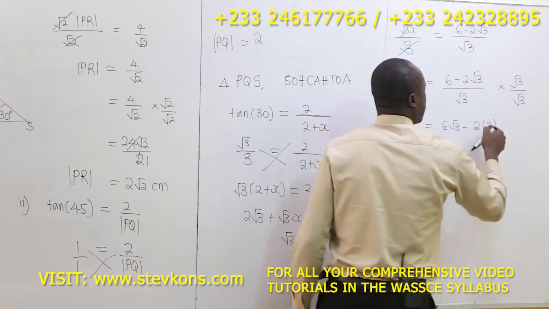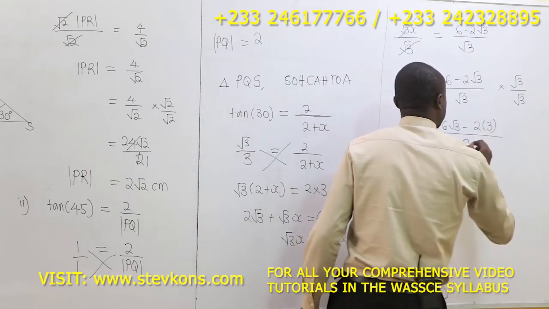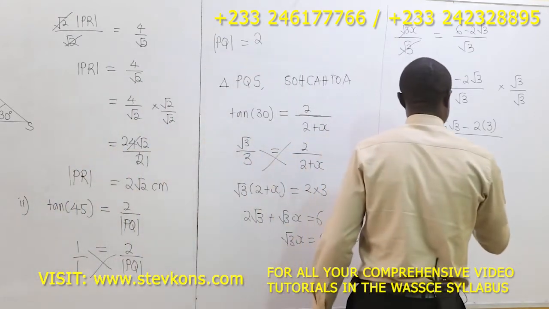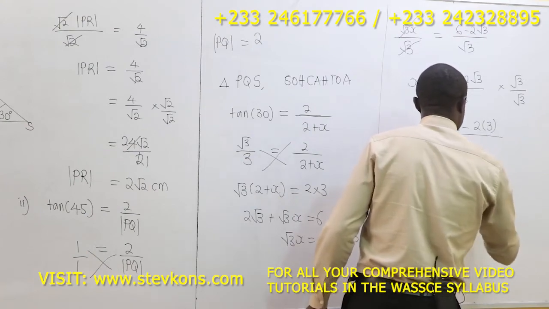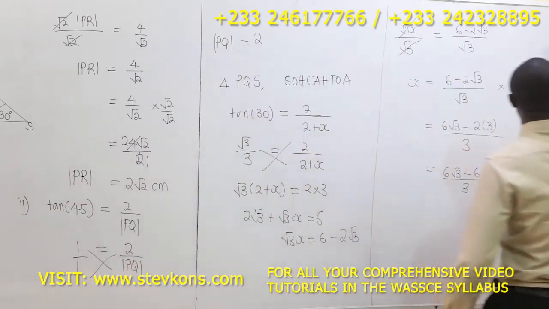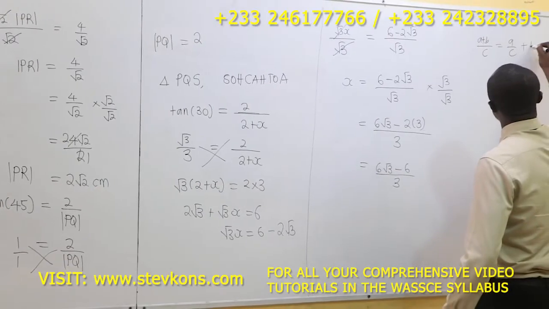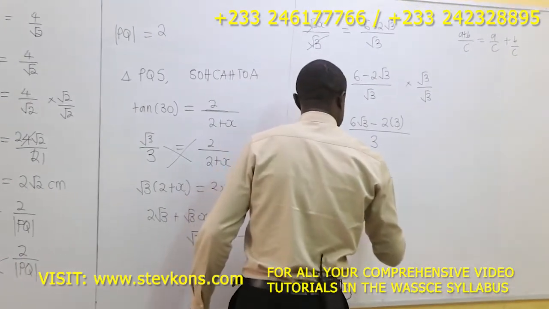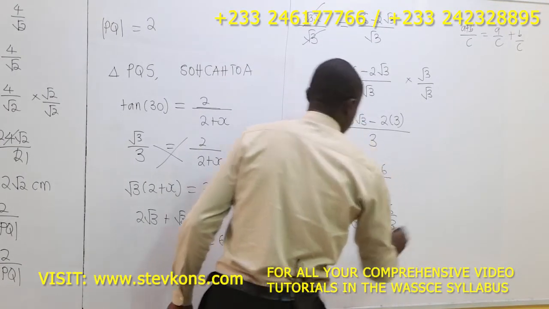So root 3 times root 3 is 3. Now root 3 times root 3, that is 3. So this is giving us 6 root 3, 2 times 3, 6 out of 3. Now, from algebra, if you have A plus B out of C, this is A over C plus B over C. Hence, this is just 6 root 3 out of 3 minus 6 out of 3.